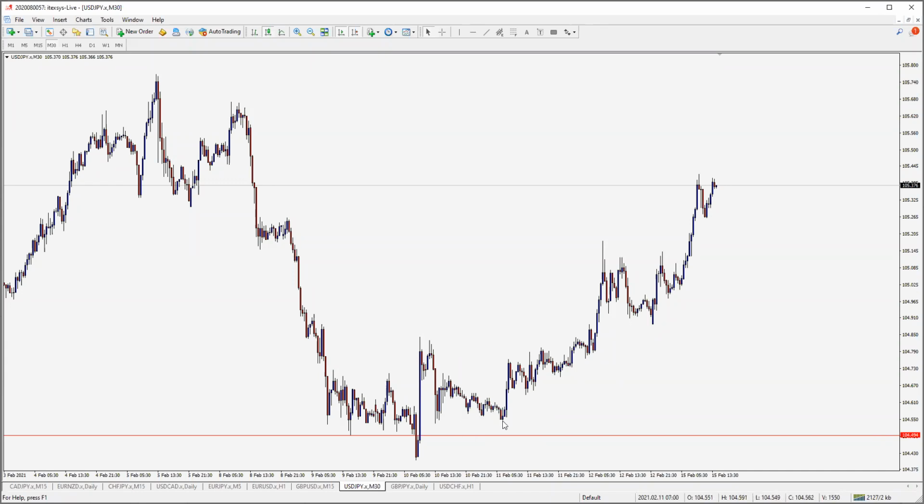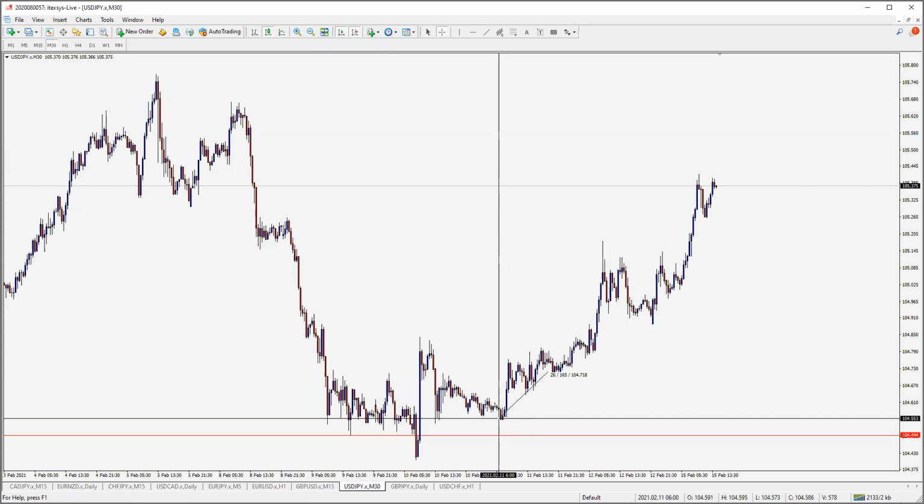As you can see, again, I would expect the price to go a bit lower here, just a few pips, and then buy. It didn't happen, and we missed this opportunity, but at least you can see and understand how it works.